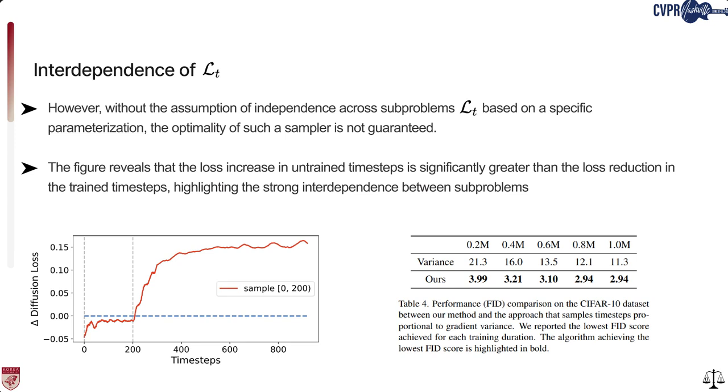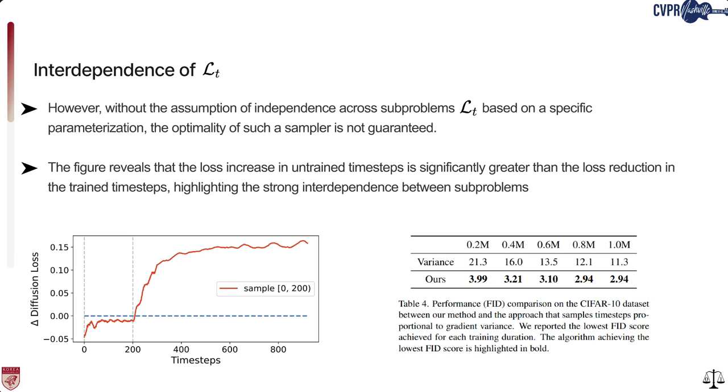However, without the assumption of independence across subproblems L_t based on specific parameterization, the optimality of such a sampler is not guaranteed. The following figure illustrates the extent of interdependence among subproblems during diffusion model training. The figure reveals that the loss increase in untrained time steps is significantly greater than the loss reduction in the trained time steps, highlighting the strong interdependence between subproblems.